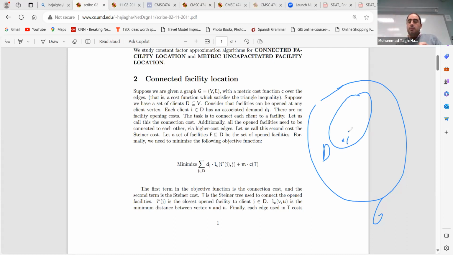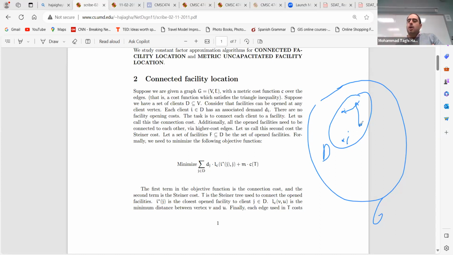So in facility location, we had two things: the connection cost and the facility opening cost. Here, we don't have the facility opening cost. However, we still want to open some facilities among these clients D, such that each person is connected to the closest facility. You can consider the version that also has the connection cost, and this is a generalization, but for now say we don't have it. However, we also need to buy a backbone among the facilities.